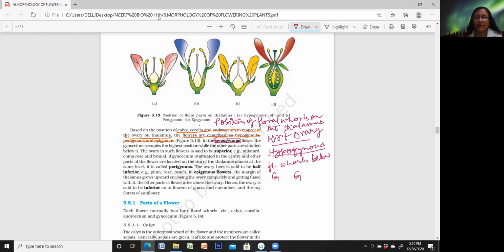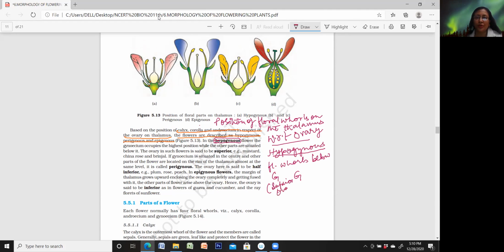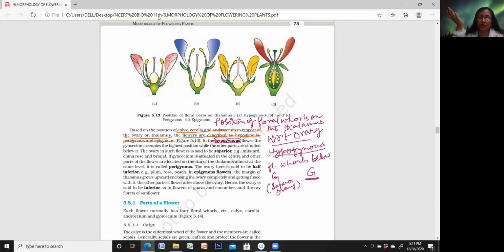When you say hypogynous, you can also put a word here, that is superior ovary, and it's given there. So how do you represent this superior ovary? You write G and you put a bar or draw a line below it like this. So you're showing that your gynoecium is above. You're pushing it above.